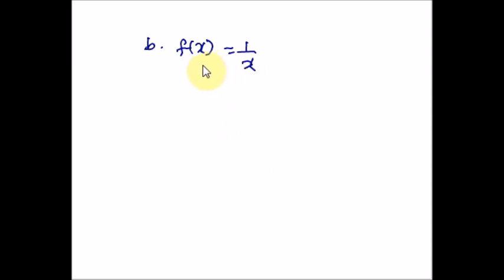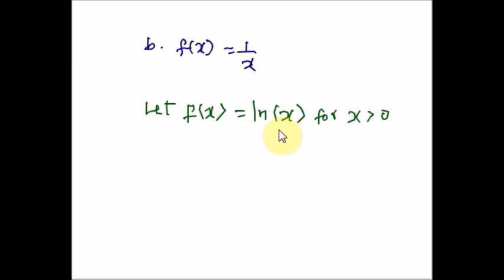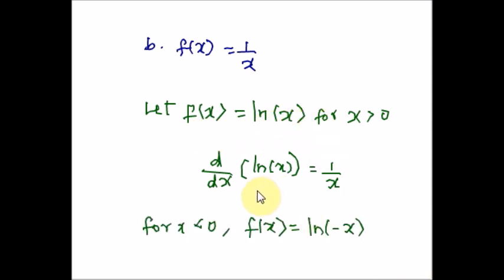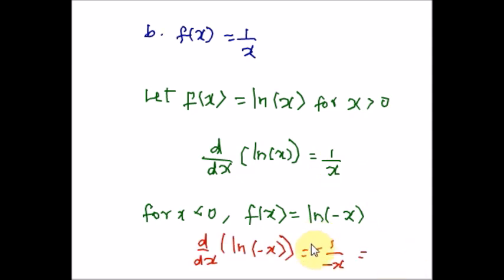Let f of x be ln of x for x greater than 0. d over dx of ln x is equal to 1 over x. Am I right? Hope you're clear so far. In the same way, for x less than 0, f of x would be ln of negative x. Then d over dx of ln of negative x would be negative 1 over negative x, which is nothing but 1 over x, the same thing.